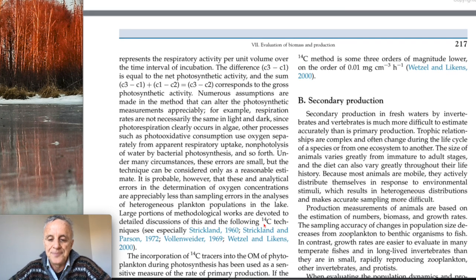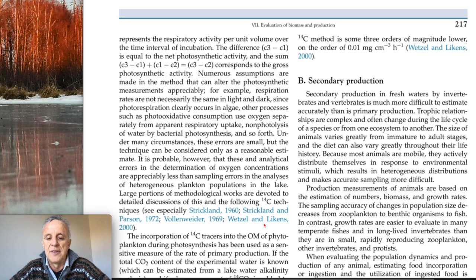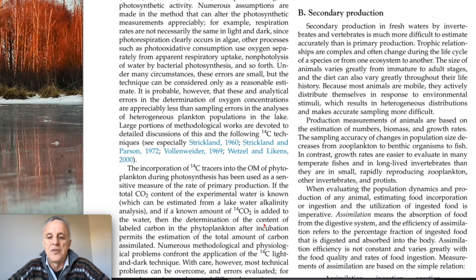Secondary production. Secondary production in fresh waters by invertebrates and vertebrates is much more difficult to estimate accurately than is primary production. Trophic relationships are complex and often change during the life cycle of a species or from one ecosystem to another. The size of animals varies greatly from immature to adult stages, and the diet can also vary greatly throughout their life history. Because most animals are mobile, they actively distribute themselves in response to environmental stimuli, which results in heterogeneous distributions and makes accurate sampling more difficult.